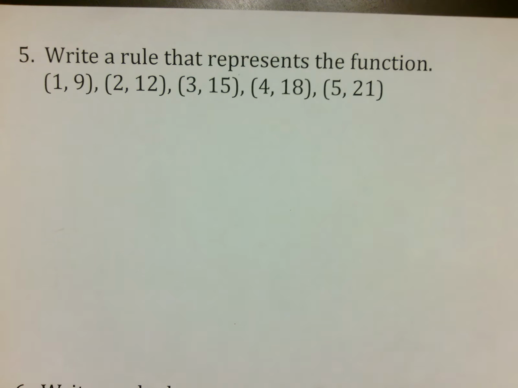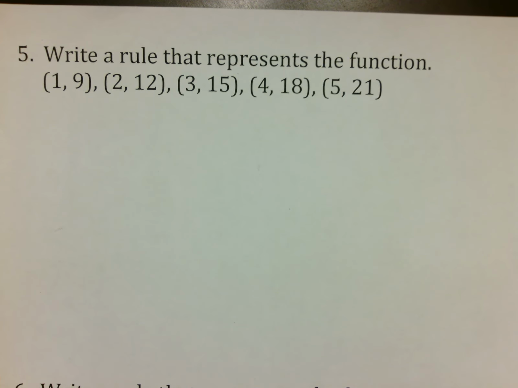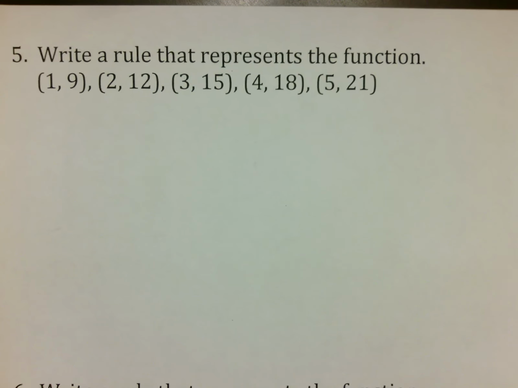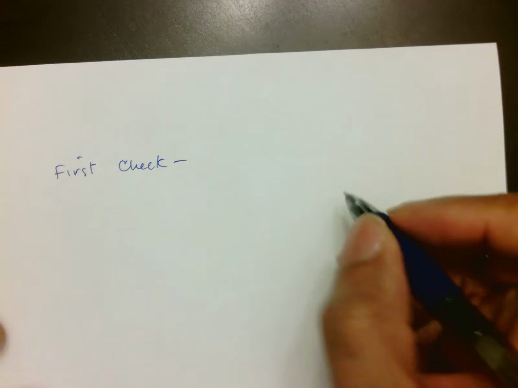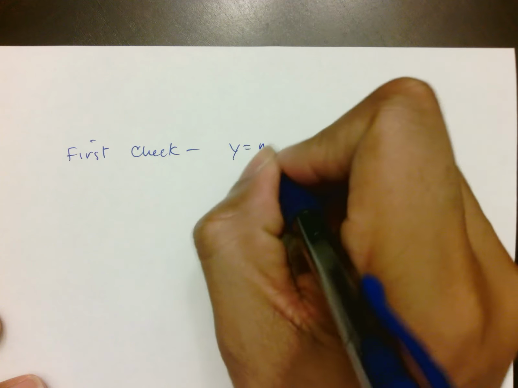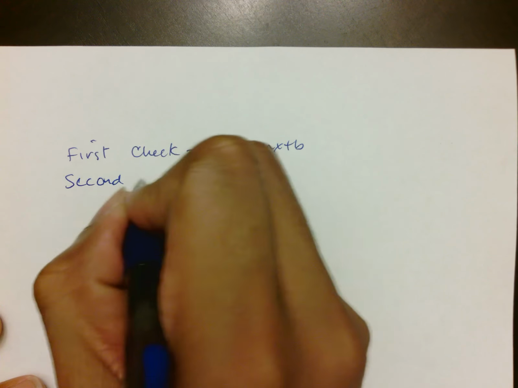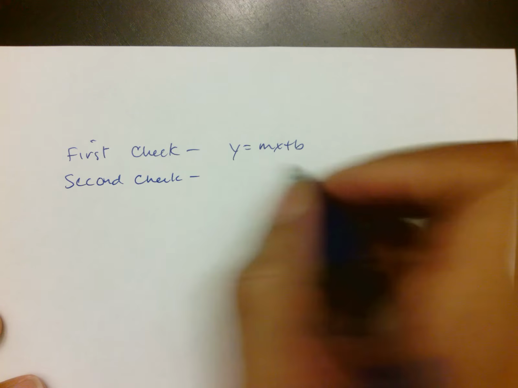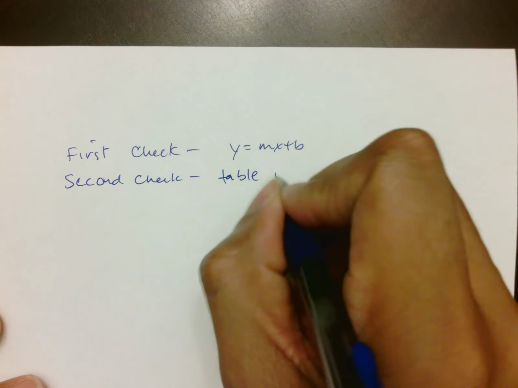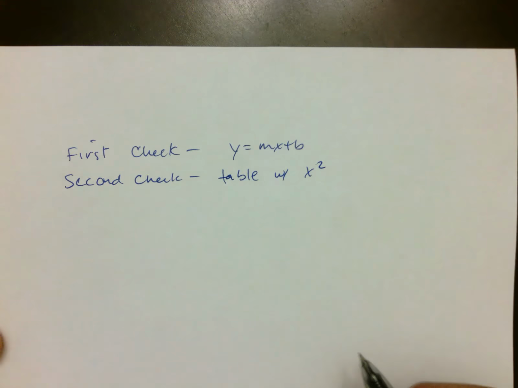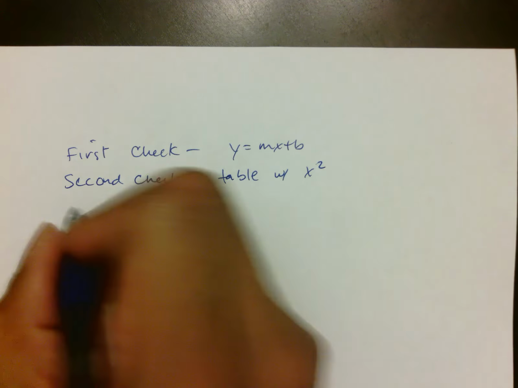Write a rule that represents the function. This is where you need to make sure you understand when to use y equals mx plus b and when to use the table. Again, make a note for yourself. If the first check works, y equals mx plus b. If the second check works, you want to use the table with x squared because it was your second check.